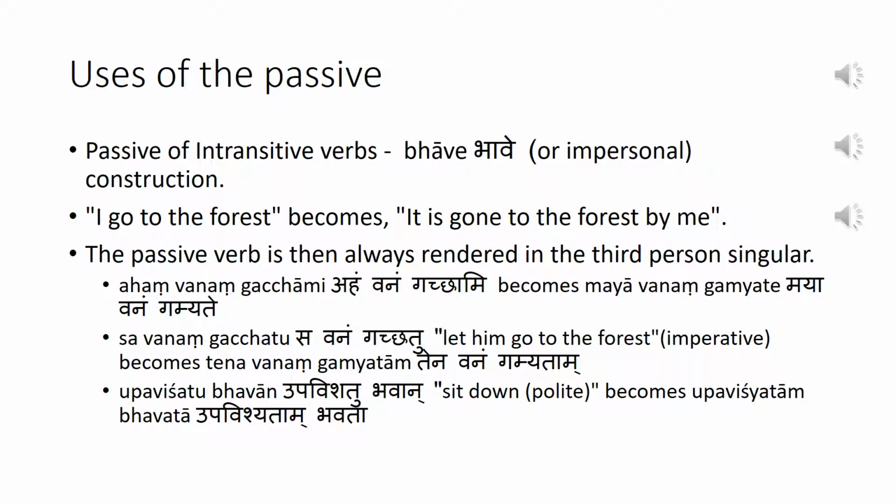Intransitive verbs cannot be made into passive in English. However, this is possible in Sanskrit. This type of construction is called bhave or impersonal construction. I go to the forest becomes it is gone to the forest by me. The passive verb is then always rendered in the third person singular. Aham vanam gacchami becomes maya vanam gamyate.